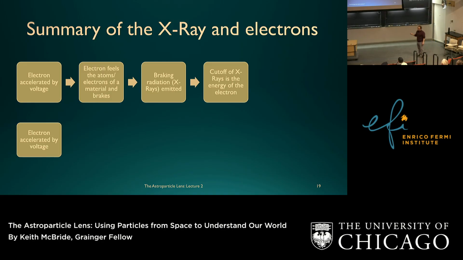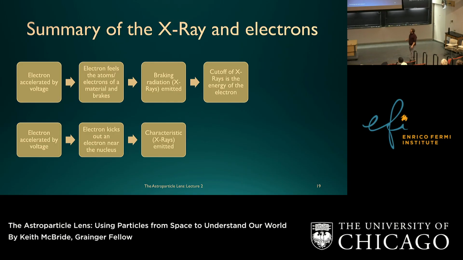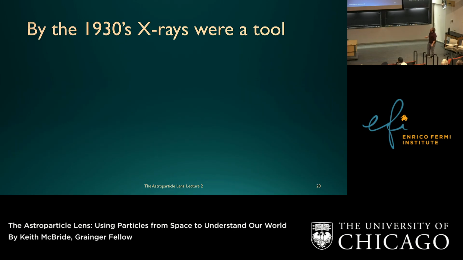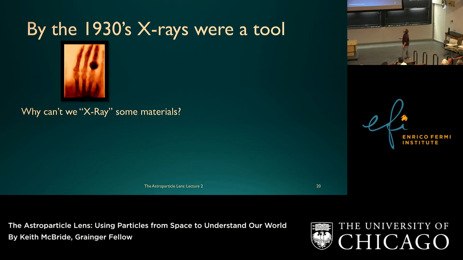And then we had this other new phenomenon where the electron was accelerated by a voltage, but sometimes, right, the electron kicks out an electron in an atom. So this free Crookes tube electron hits the material, emits electrons in the atom, and that electron actually emits different X-rays. And this depends on the material, right? So we had a good understanding of what was happening with Crookes tubes. And so by the 1930s, X-rays were a tool. We could look at this image and explain what was happening.